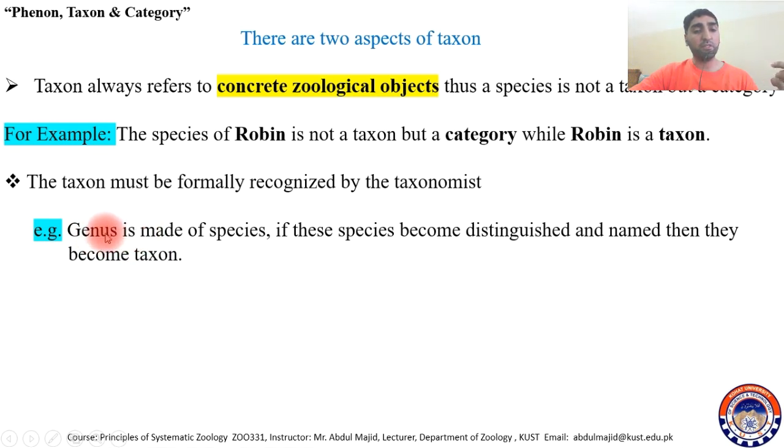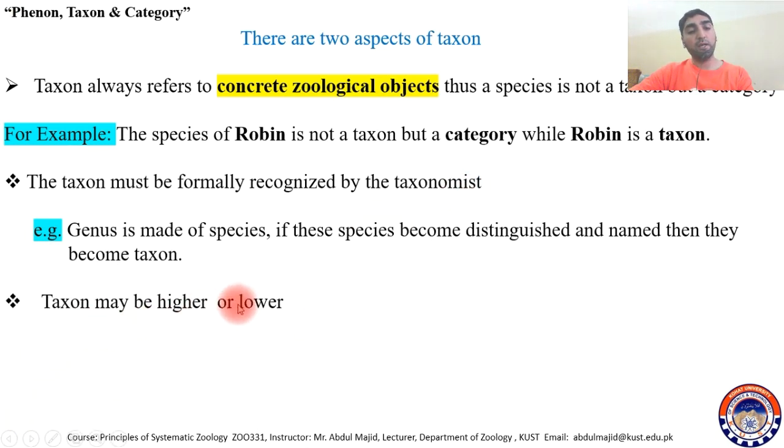For example, there is genus, there is species, but these are categories. When we recognize a robin as a species, we place it in the species category, and now it is a taxon. So robin, we will name it, and after naming it, it becomes a taxon. Like class is a category, it's not a taxon, but Mammalia is a taxon. Why? Because Mammalia have certain characteristics. On the basis of those characteristics, we name them Mammalia, and then we place that Mammalia in the class.